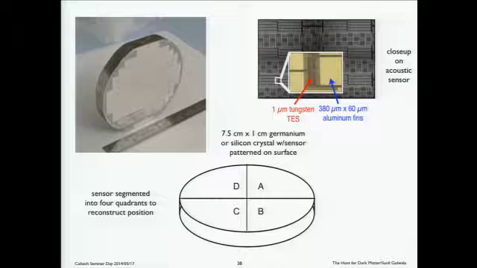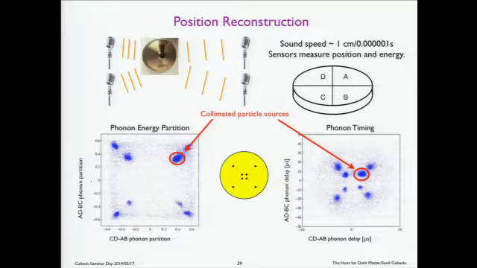This is done with sensors that are photolithographically deposited on these substrates. This is an older generation where we use 3-inch by 1 centimeter substrates. You can see here these large fins are the aluminum, the superconductor, and then these thin pieces are the thermometer, the tungsten. And then we segment that sensor into 4 quadrants so that we can get position and timing information.